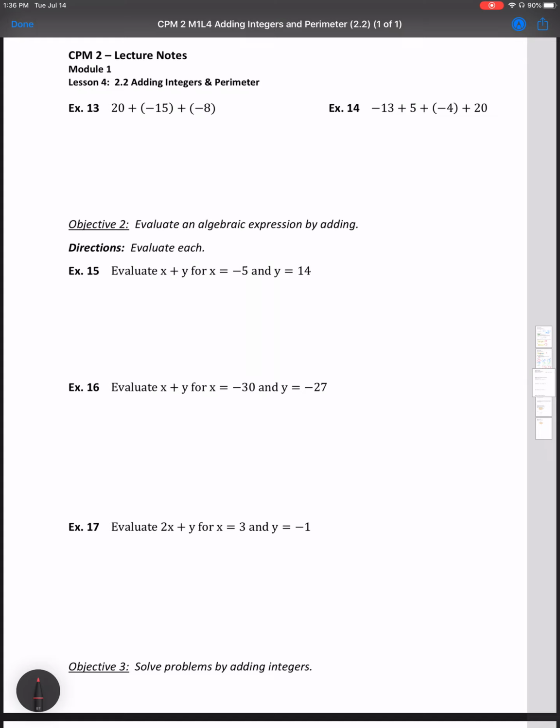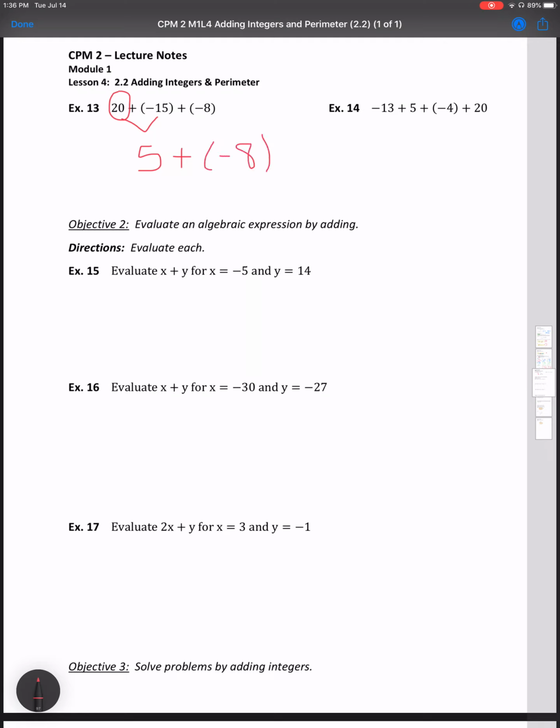Example 13. So notice we have more than two numbers to add now. So just take two at a time. We're just adding and subtracting here, so work it left to right. If I take those first two, 20 plus a negative 15, same sign or different signs? Different. So what I'm thinking is subtract, keep the sign of the larger. So that's a positive 5. Notice I have not used plus a negative 8 yet, so I've got to bring that down.